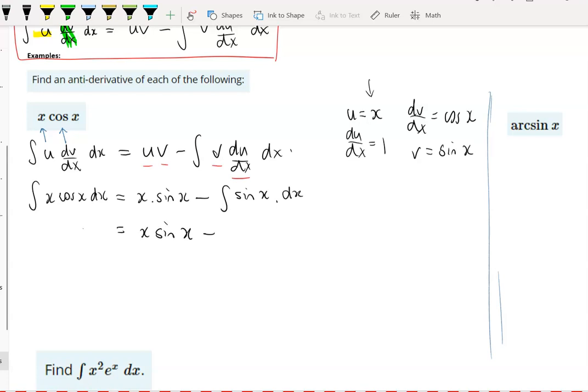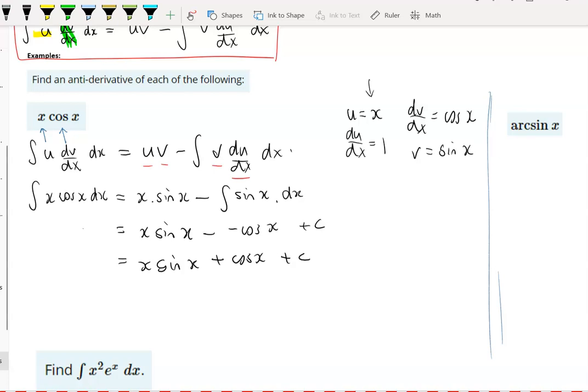Okay, minus, what's the integral of sine? Okay, it's negative cos, plus c. And so we end up with our solution, x sine x plus cos x plus c. And there's my solution. That's my integral of x cos x. Okay. Now, if you were asked to check the reasonableness of that solution, which is unlikely, but if it was, what could you do? Well, you differentiate the answer and see if you get back to your original function.